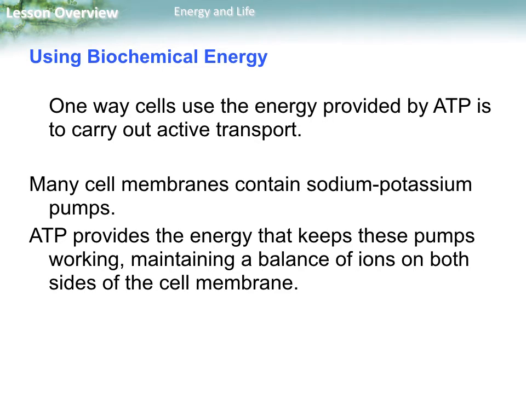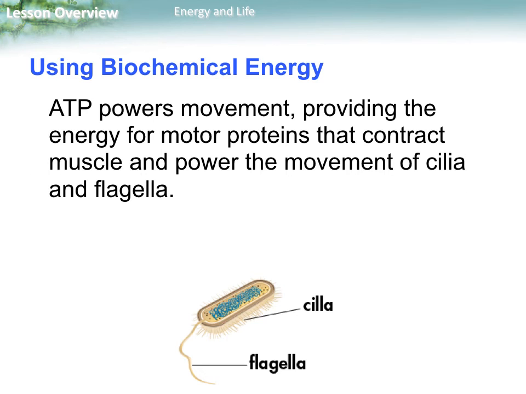One way that cells use energy provided by ATP is to carry out active transport. Many cell membranes contain sodium potassium pumps. ATP provides the energy that keeps these pumps working, maintaining a balance of ions on both sides of the cell. So, sodium potassium pumps are used within the cell, but they need energy to keep the sodium and potassium in the right places. So would this be active transport or passive transport? All right, using biochemical energy.